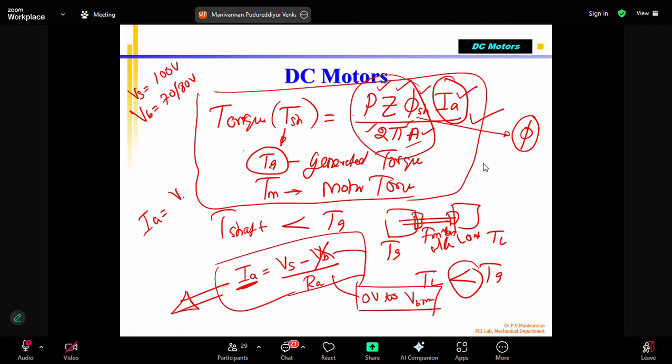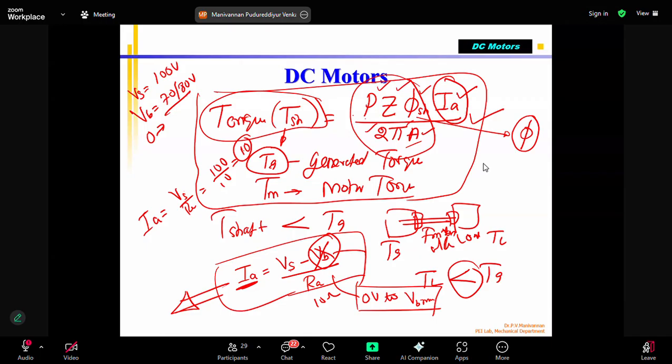You give a supply voltage of 100 volts divided by RA, say 10 ohms. That means 100 divided by 10, so 10 amps current will be going, just like the field coil. Then the torque produced is fixed. But in the shunt motor, the IA is not decided that way, because IA is equal to VS supply voltage minus back EMF. Back EMF varies from 0 to some max value, correct? It can go up to say 70 volts or 80 volts.